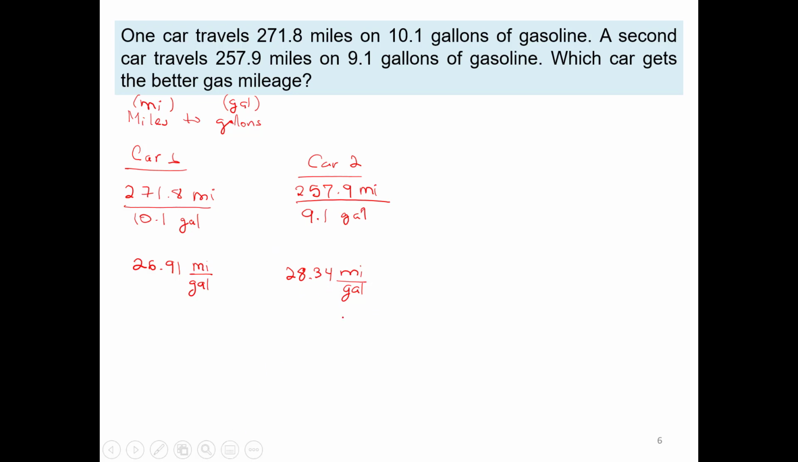The second car travels 28.34 miles per gallon, and we can write here: the second car gets the better mileage.